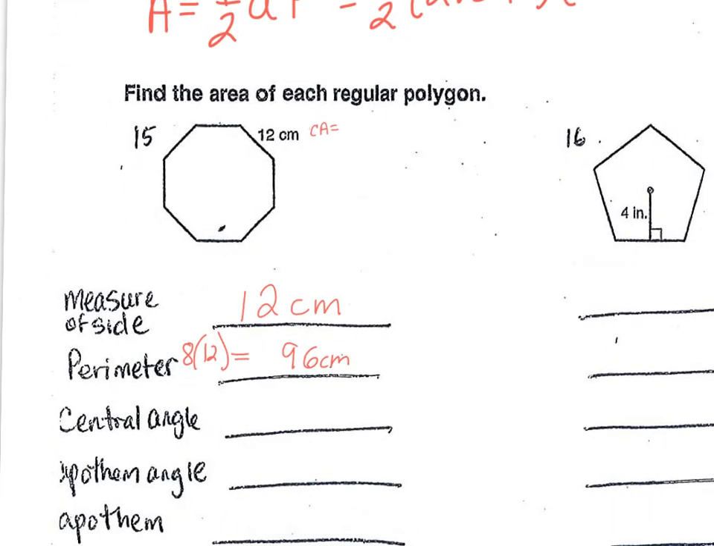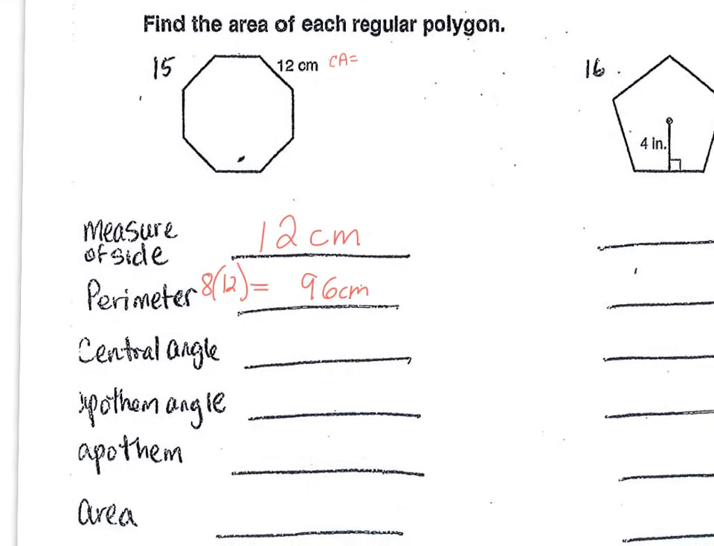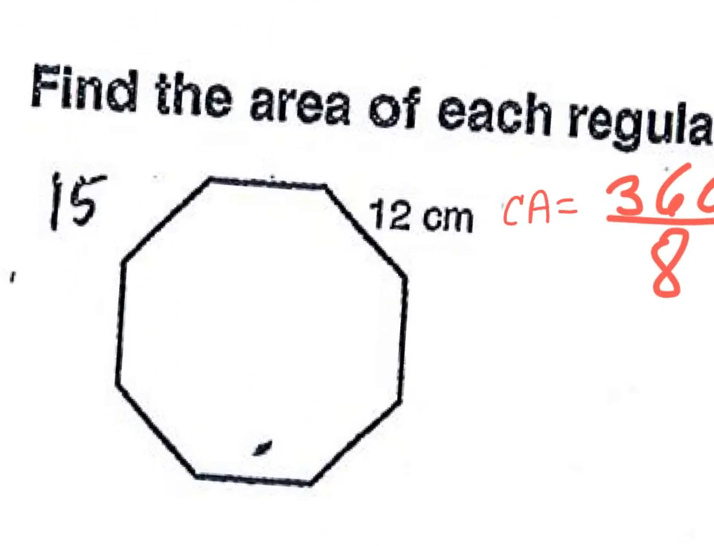Okay, so now moving on to number 15. The central angle, as I was saying, is just 360 divided by the number of sides, and that is 8, and that is 45 degrees, right? So the central angle is 45 degrees. And the apothem angle, you divide it by 2, right? Which is 22.5 degrees.